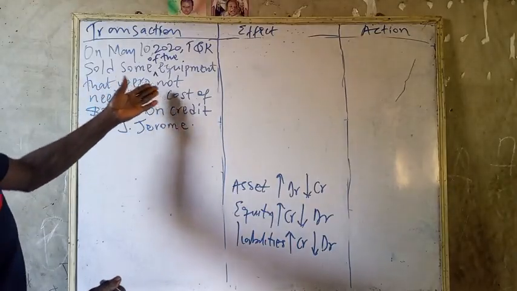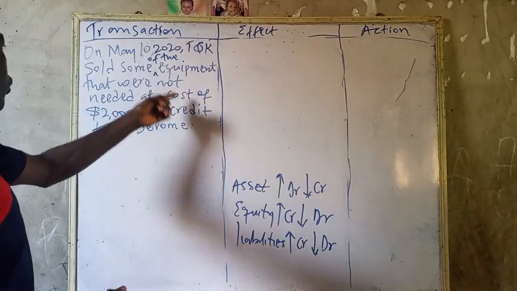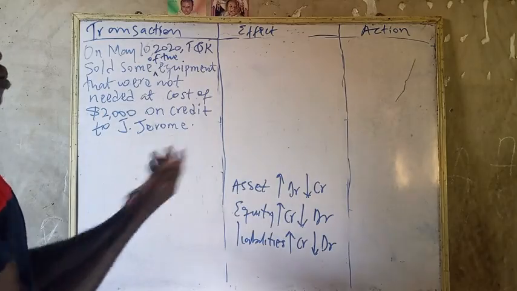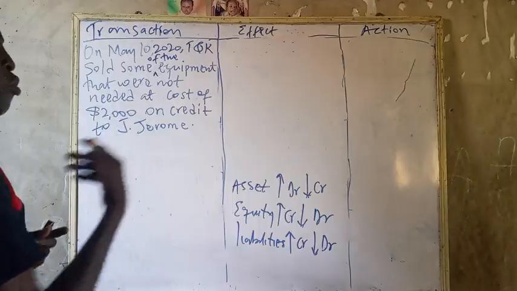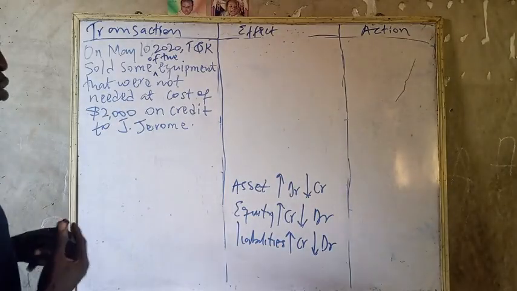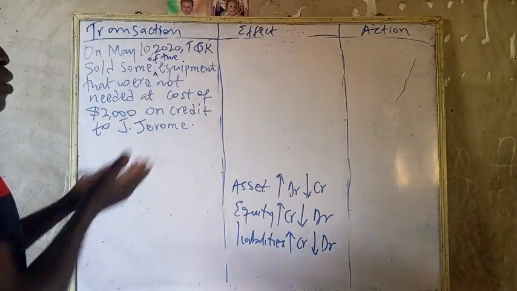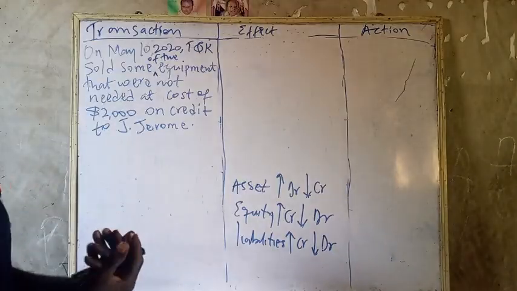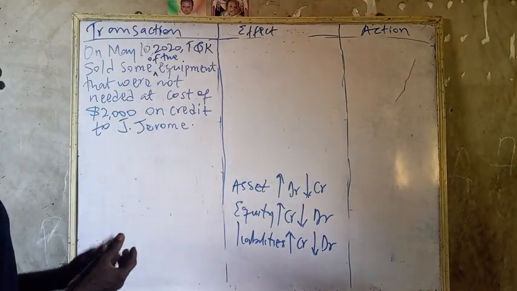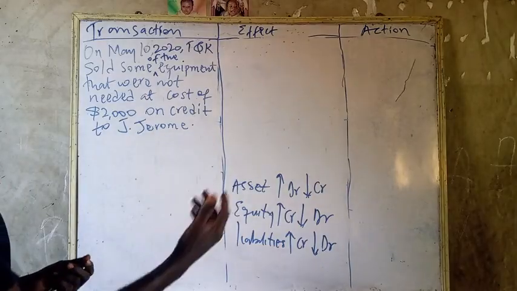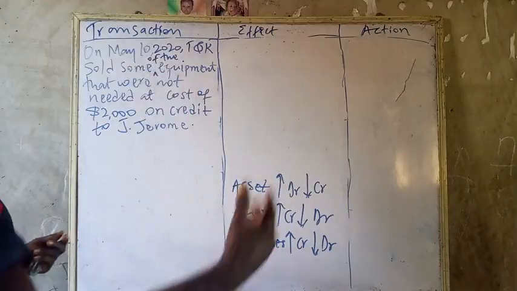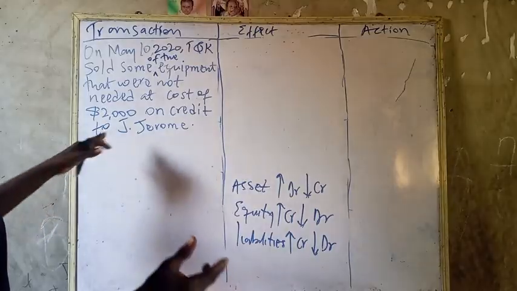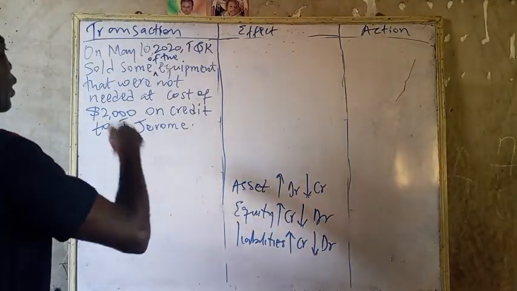So what is the other effect? The equipment that was not needed was sold to J. Jerome at the cost of $2,000. J. Jerome now is our customer, T&K's customer. He bought goods from them. We are keeping his account with us. Because he bought on credit, we are going to write his name. Otherwise, if he paid by check, we would open the bank account, or if he paid cash, we would open the cash account. But because he has not paid, we have to open J. Jerome.